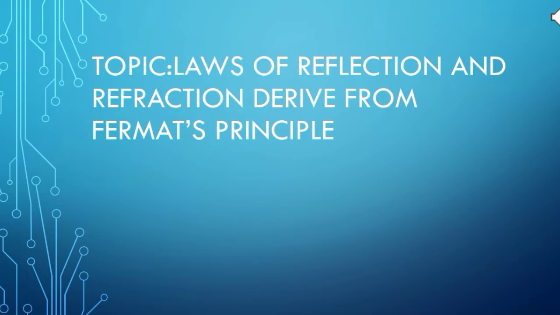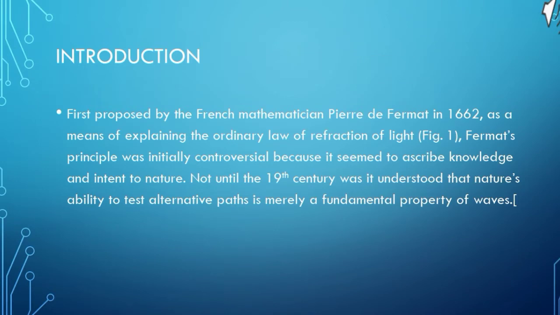This is our assignment. For the assignment I have the topic to explain the laws of reflection and refraction derived from Fermat's principle, and so here I go. Firstly, we'll discuss who discovered Fermat's principle and when it was discovered. It was proposed by a French mathematician named Pierre Fermat in 1662 as a means of explaining the ordinary law of refraction of light.